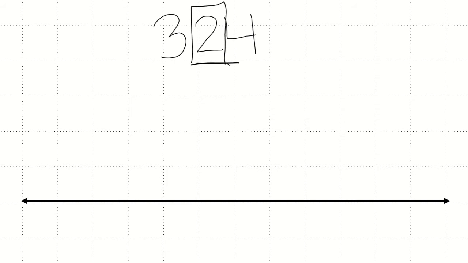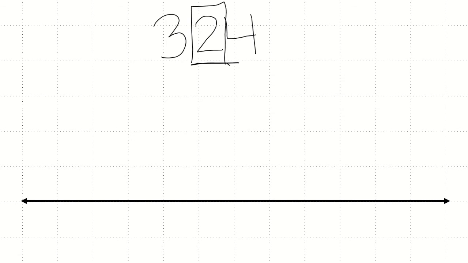So let's try that now with a larger number. Let's say I wanted to take the number 324. And let's say I'm again being asked to round to the nearest 10. There's my tens place. So now I'm going to ask myself again, when I'm thinking about multiples of 10, what two multiples of 10 does the number fall between?